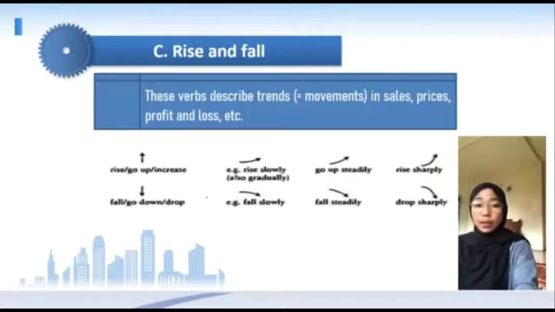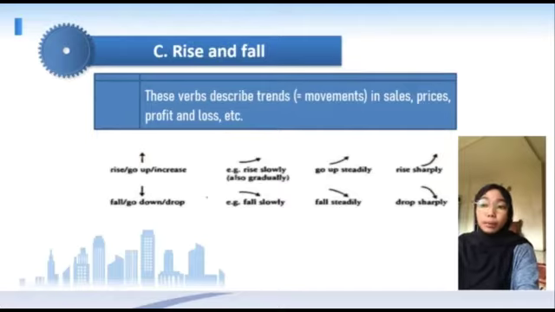C. Rise and fall. These verbs describe trends equal movements in sales, prices, profit and loss, and etc. First, rise, go up or increase. Rise slowly, also gradually, go up steadily, rise sharply. And fall or go down or drop, fall slowly, fall steadily, drop sharply.